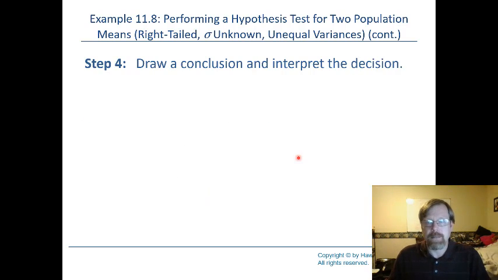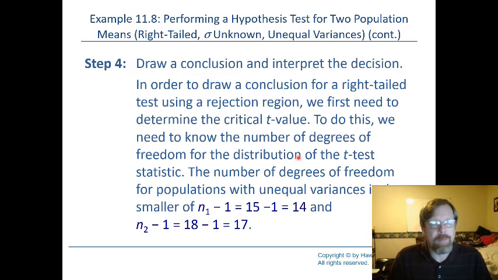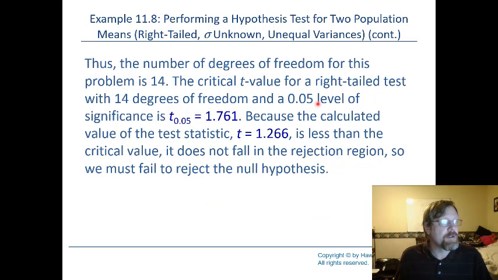So looking at drawing our conclusion and interpreting the data, we need to come up with the rejection region to determine the critical t-value. So we need to find the degrees of freedom. And again, we've got two possibilities. We had a sample size of 15 and a sample size of 18, so 14 or 17 degrees of freedom. 14 is the smaller, so we'll go with that. We had a 0.05 level of significance. So that is a critical t-statistic of 1.761.